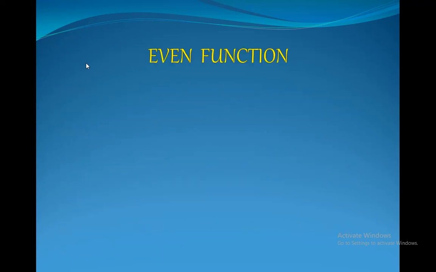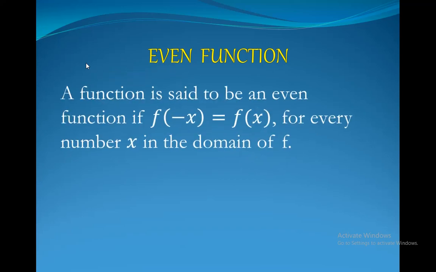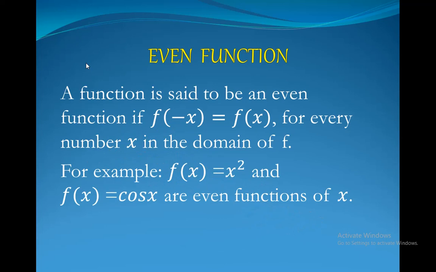Next we have even function. Viewers, the function is said to be an even function if f of minus x is equal to f of x for every number x in the domain of f. Its examples, f of x is equal to x square and f of x is equal to cos of x. How? You know that minus x whole square will be x square as well, whereas you have already done in grade 11 that cos of minus x is equal to cos of x.